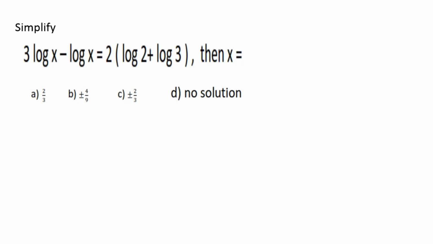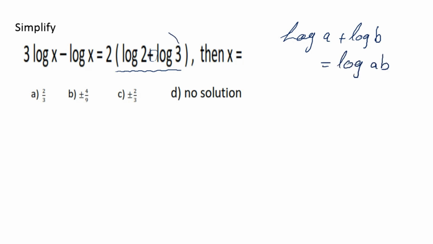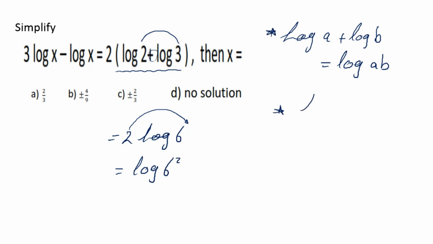3 log x minus log x is equal to 2 times log 2 plus log 3. Let's start with the right part here. Log 2 plus log 3, and I have addition. Log a plus log b is the same as log ab. So 2 multiplied by 3 is 6. So it's equal to log 6. Inverse of the rule, we are going to put the power. So it's log 6 to the power of 2. From where? From the rule which says that n log a of x is the same as log a of x to the power of n.